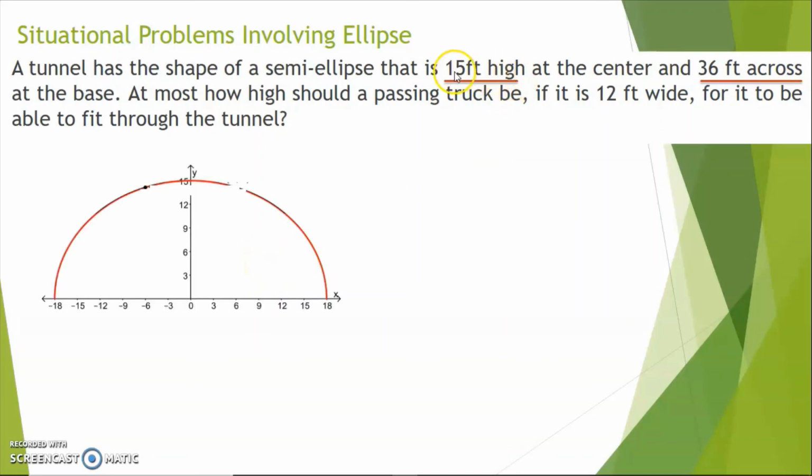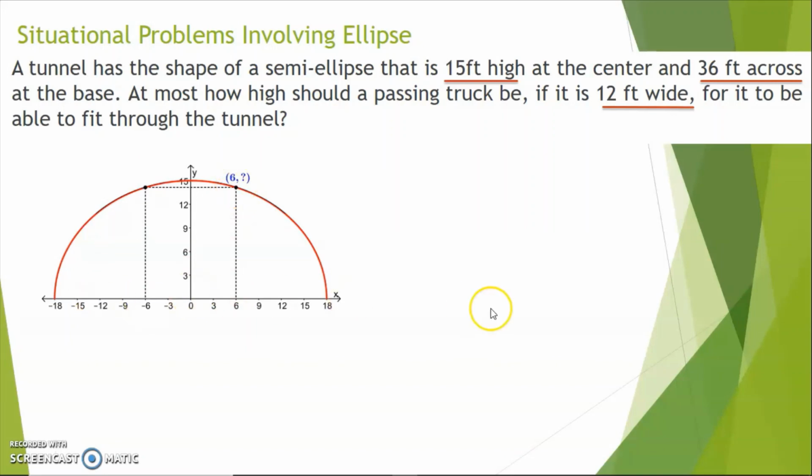Now take note, it's 15 feet high, so therefore that is the height of the tunnel. 36 feet across, so get half of it, that would be 18. So from the center, going to one side is 18 feet, and of course it's also 18 feet going to the other side. Another, we have here 12 feet wide. So get half of this, that would be 6. So therefore, this would be the width of the truck. So the coordinate here would be 6 and you don't know the height because it is unknown.